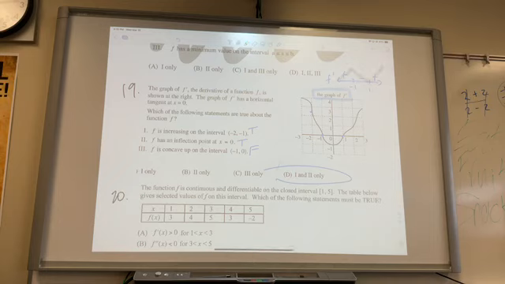Okay, so let's do a graph for the second derivative. The slope is 0 at 0. Negative slope, positive slope. Concave down, concave up. Is it concave up from negative 1 to 0? No, it's concave down. Okay, that makes sense. Thank you.